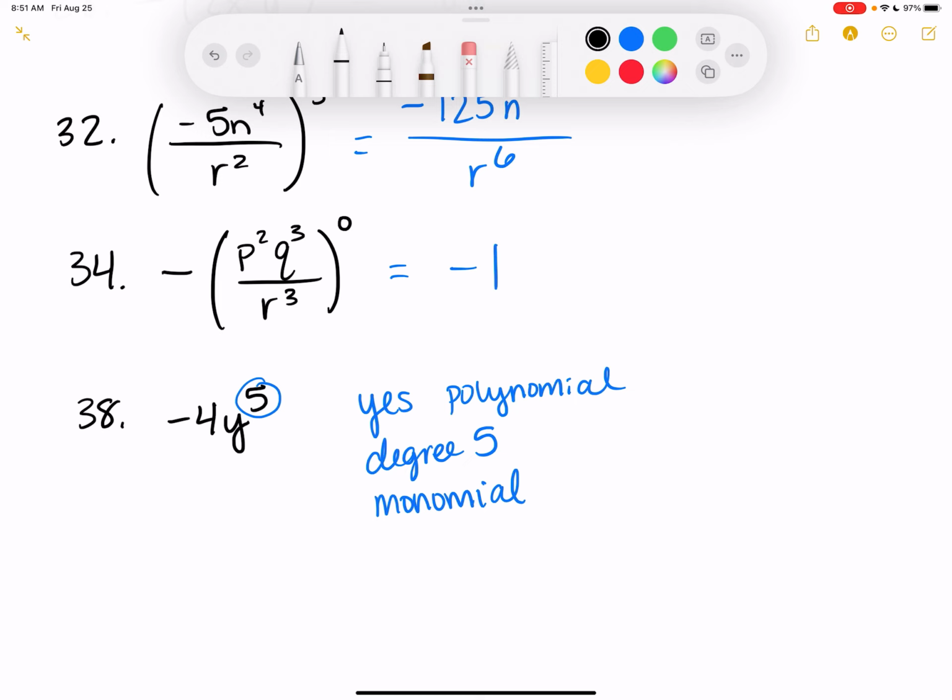So with 40, I got -9y, whoops, not y, t. Wait, no, it is y. Keep looking at the wrong problem. -9y plus 5y cubed. So based on what I've told you, is this polynomial? Okay. One of you saying no, one of you saying yes. So why? Defend your answer.